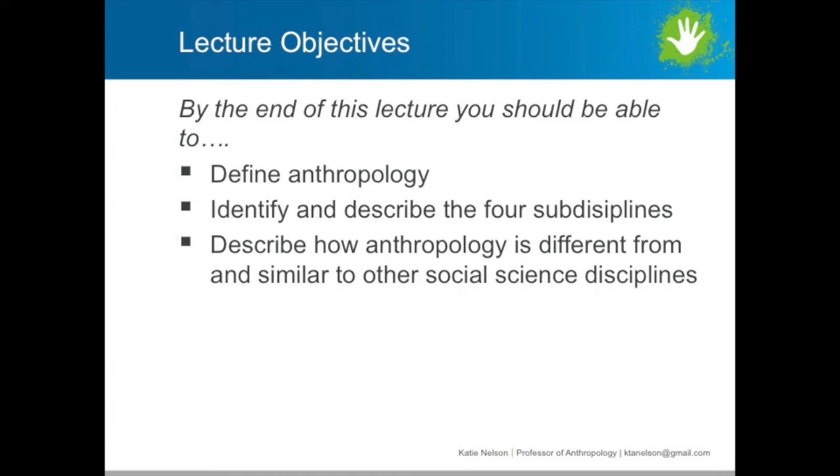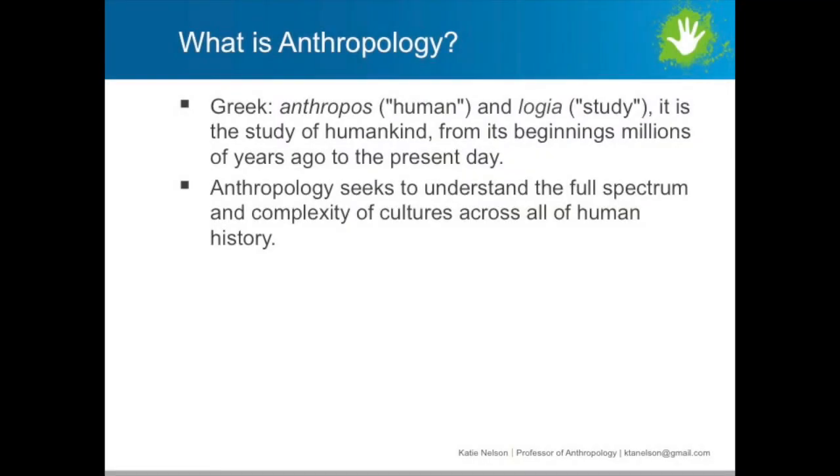Slide 2. Lecture objectives. So by the end of this lecture, you should be able to 1. Define anthropology, 2. Identify and describe the 4 subdisciplines of anthropology, and 3. Describe how anthropology is different from and similar to other social science disciplines.